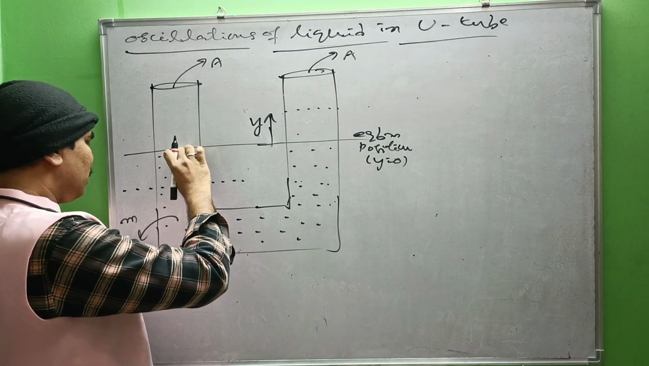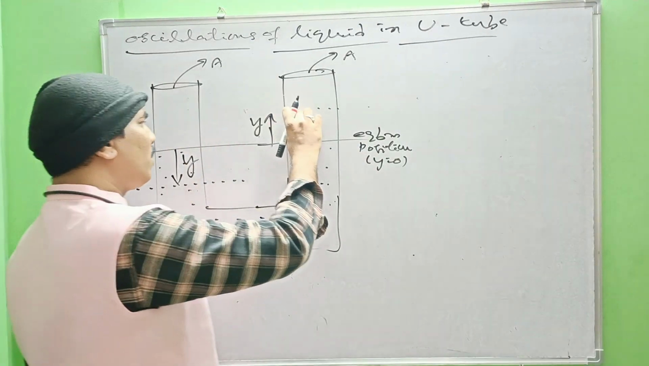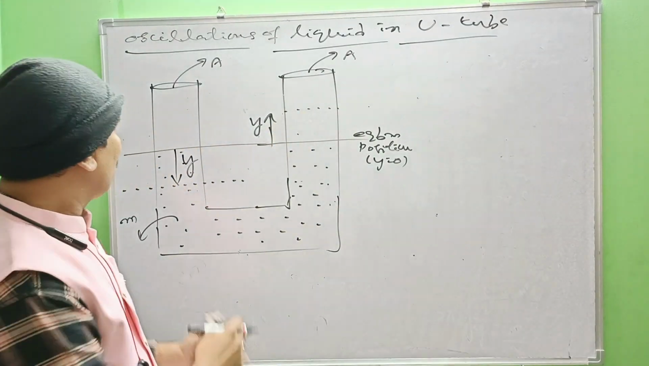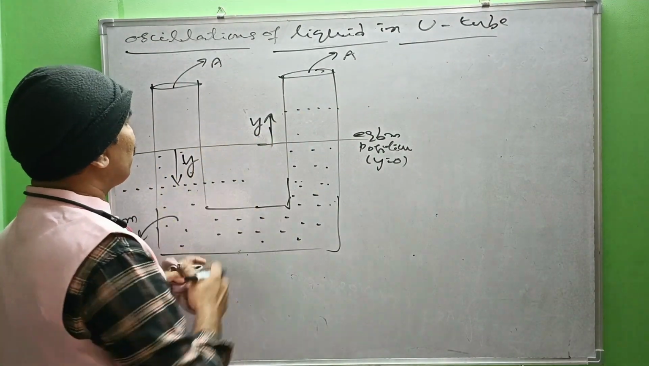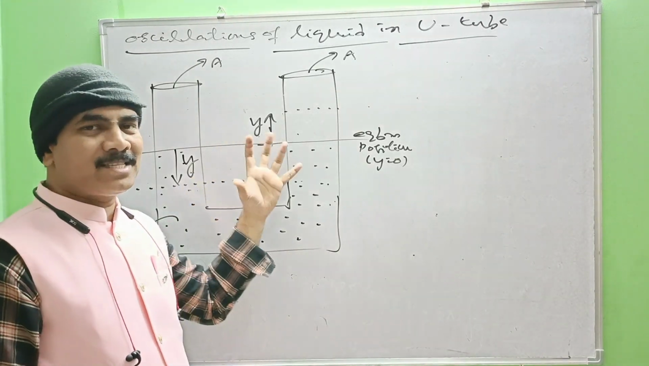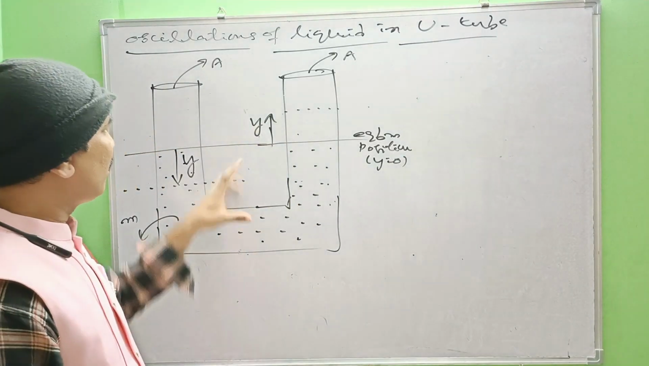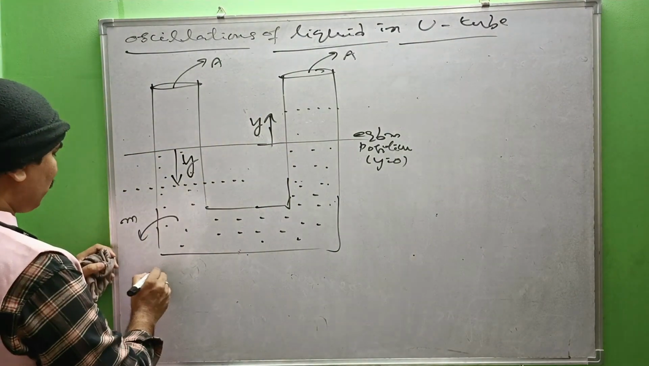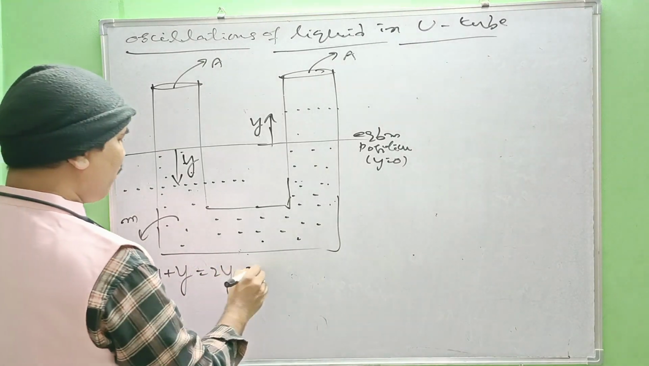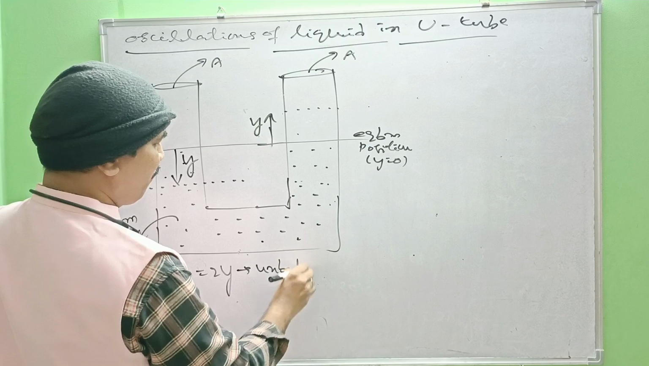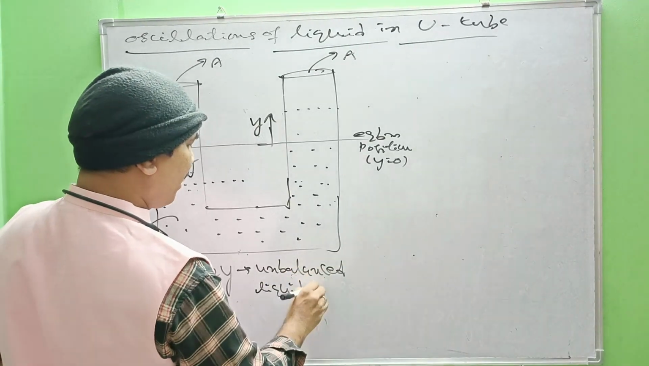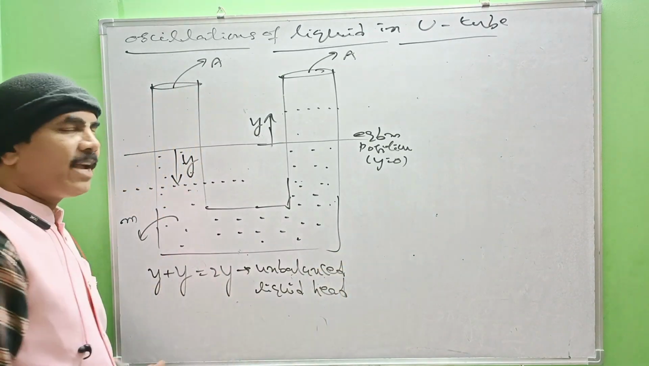So this is the compression in the left limb. This is the rise of liquid level in the right limb. Usually these two are of the same amount, that is y plus y. Now what is y plus y? That is 2y, which is said to be the unbalanced liquid head.